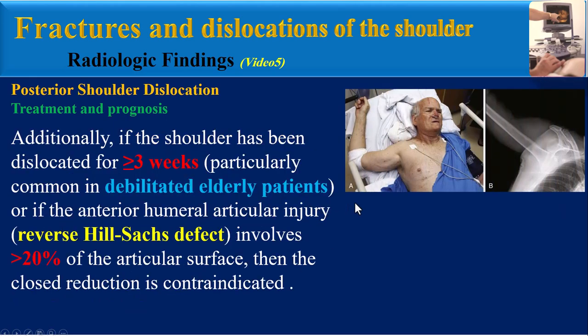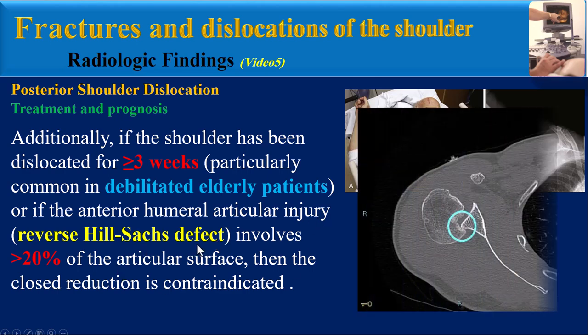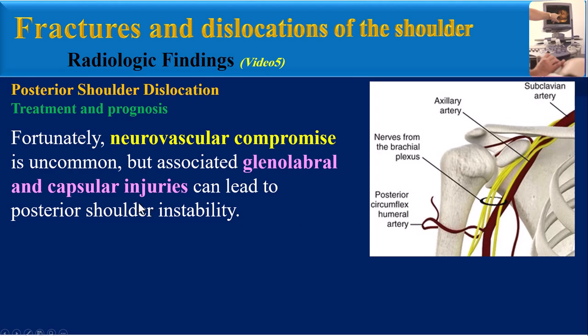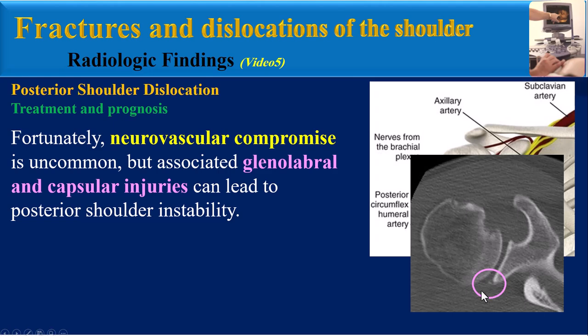Additionally, if the shoulder has been dislocated more than 3 weeks, particularly common in debilitated elderly patients, or if the anterior humeral articular injury, for example reverse Hill-Sachs defect, involves more than 20% of the articular surface, then closed reduction is contraindicated. Fortunately, major vascular compromise is uncommon, but associated glenolabral and capsular injuries can lead to posterior shoulder instability.